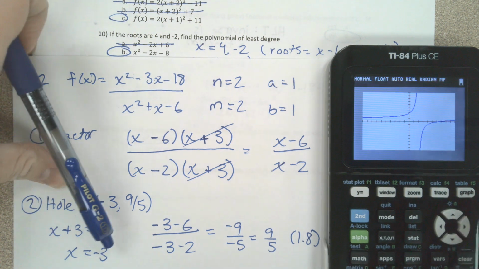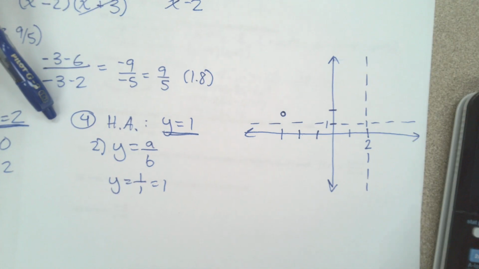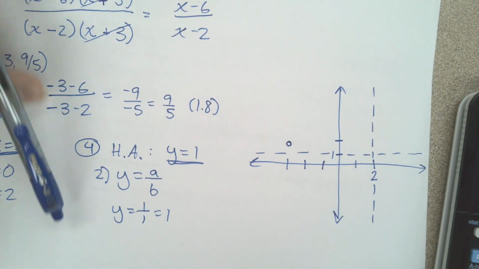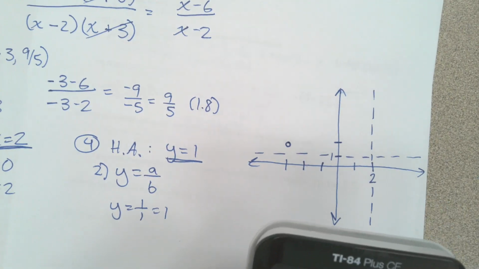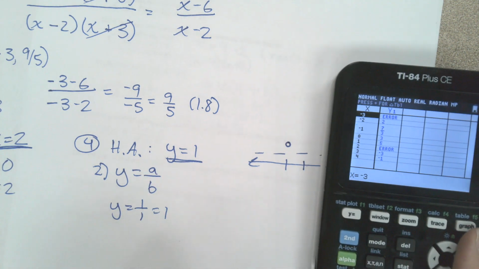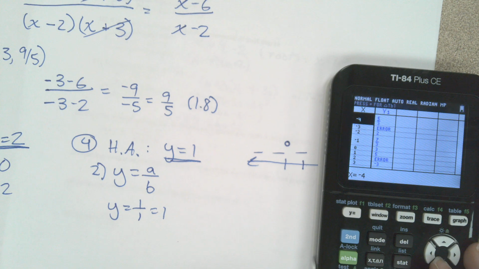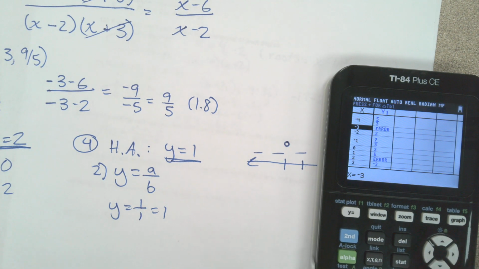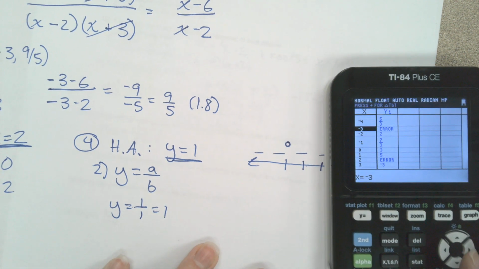Looks something like that. FYI, if you weren't able to find the hole, unfortunately it wouldn't show up in the table because it's an error message. So that would be at negative 3. See? Error. So you can kind of guesstimate where it would be at, but you want to get the exact number. So just an FYI.